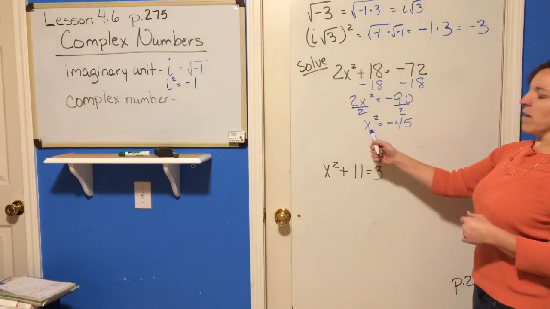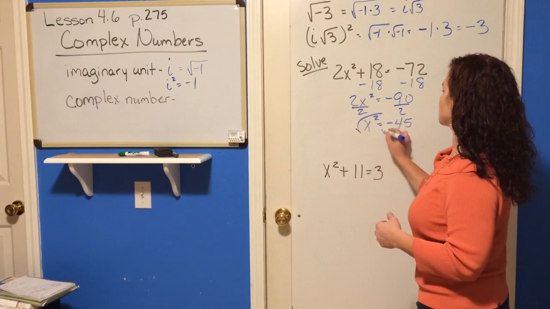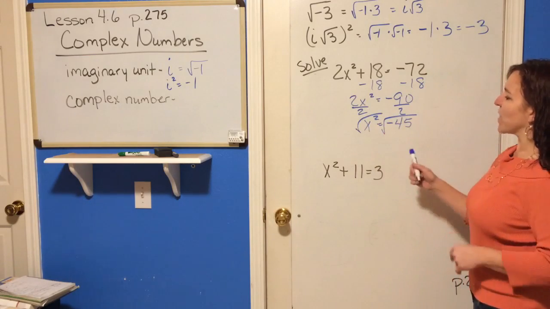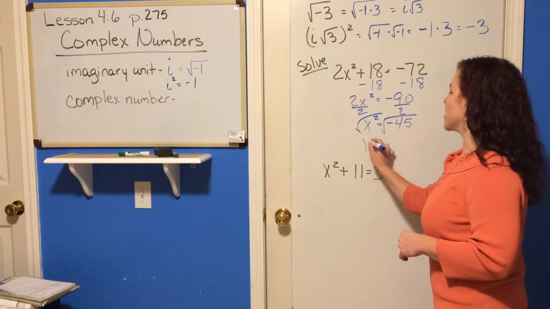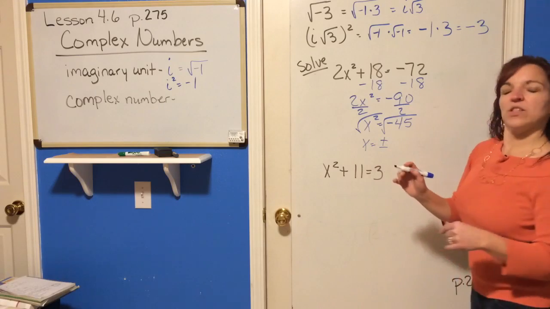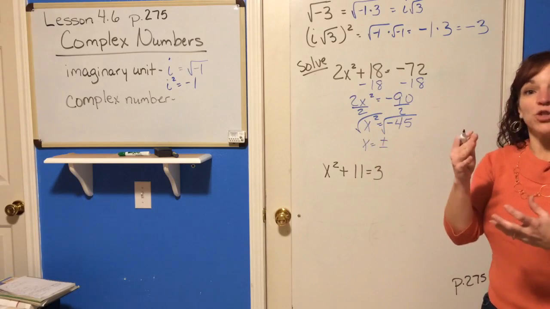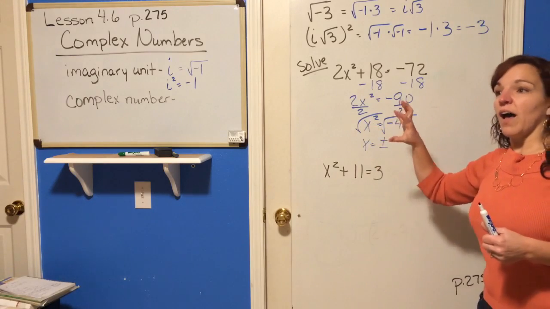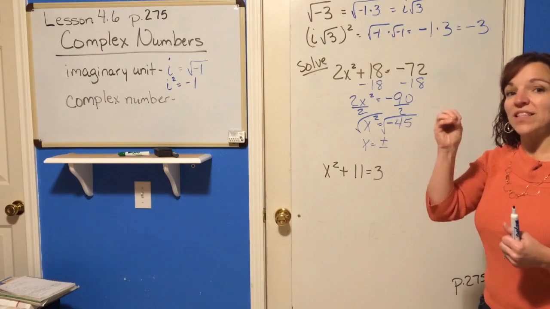Well, that's easy. x squared, all I have to do to undo that is take the square root of that. But now is when I have the square root of -45. So x equals plus or minus, don't forget that if we have the square root, remember you have two answers, because either it's going to be the negative answer squared or the positive answer squared.